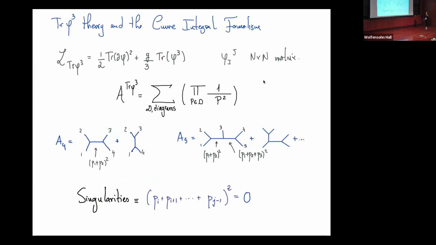The curve integral formalism at low energies gives us amplitudes of this trace phi cube theory, which is a very simple theory of colored scalars that interact via a cubic interaction. The amplitudes are extremely simple. Already at tree level, from the moment that we fix the color ordering of the external particles, we only get contributions from planar diagrams, which here are some examples at 4 and 5 points. The point that I would like to highlight is that the momentum that goes through the propagators in these diagrams always corresponds to sums of consecutive momenta, so that the singularities are always when invariants of this type go on shell. So sums of adjacent momenta go on shell.